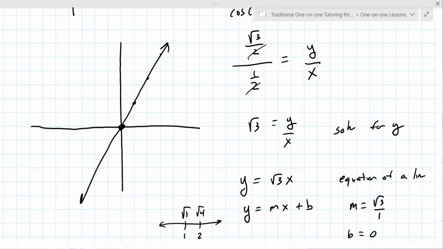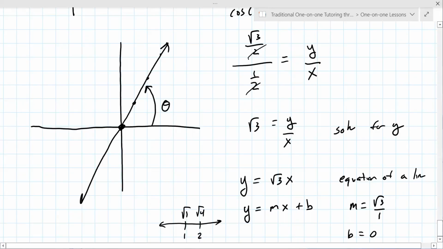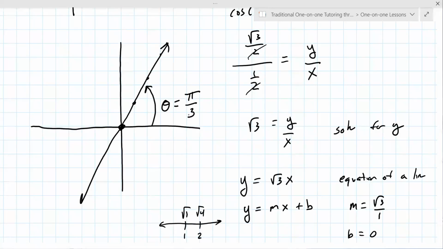Now, interestingly, what do you think this angle is right here? Not root 3 over, huh? Pi over 3? Yes, because the equation was theta equals pi over 3. And yeah, it has to be because that's part of it.